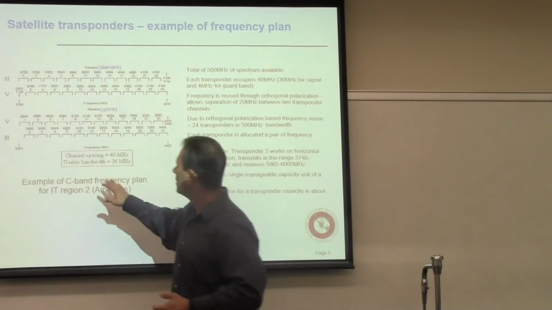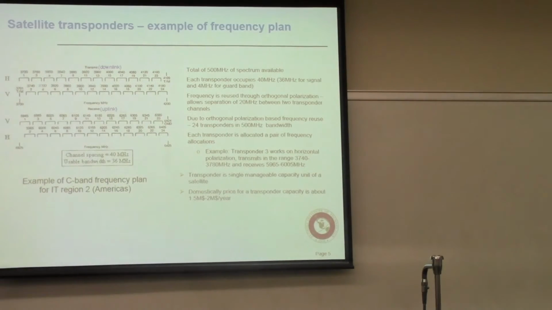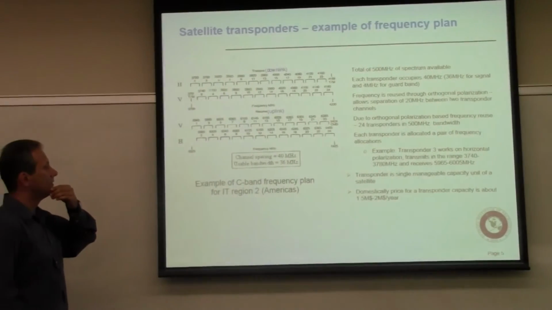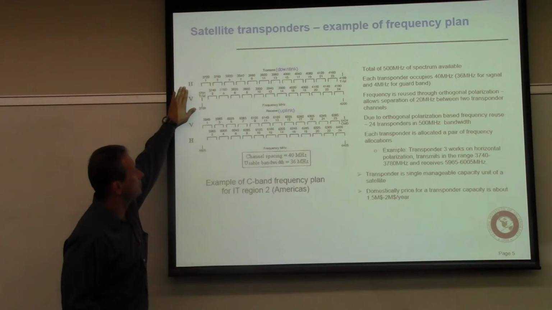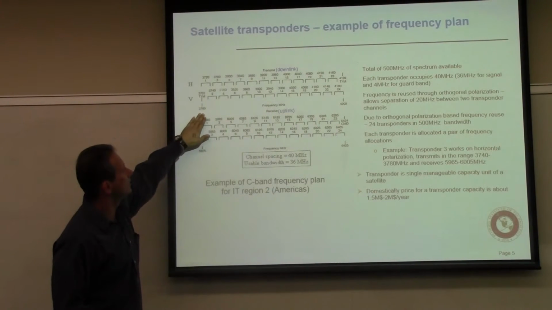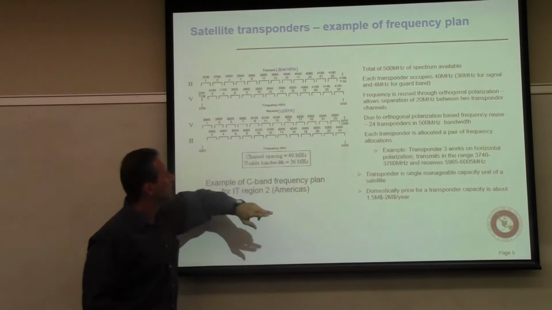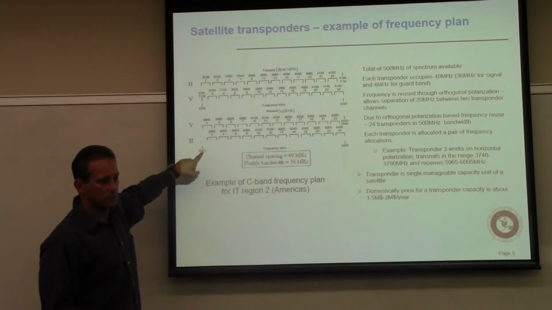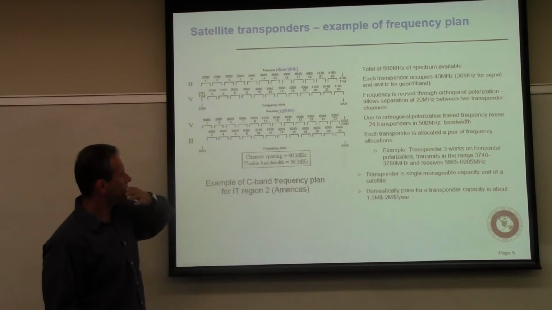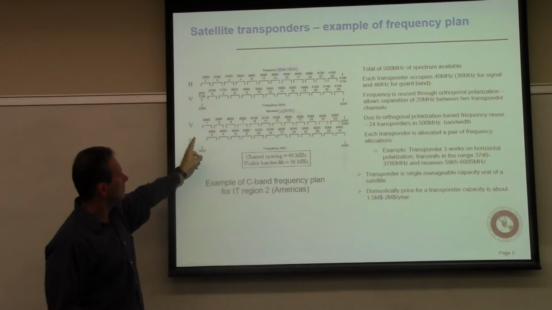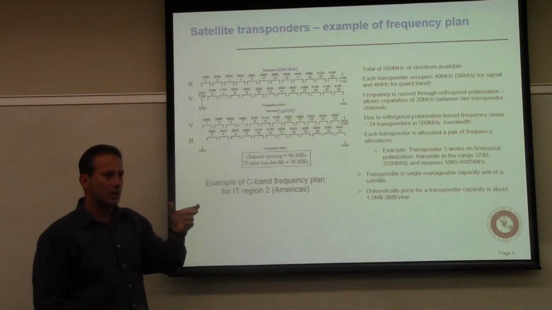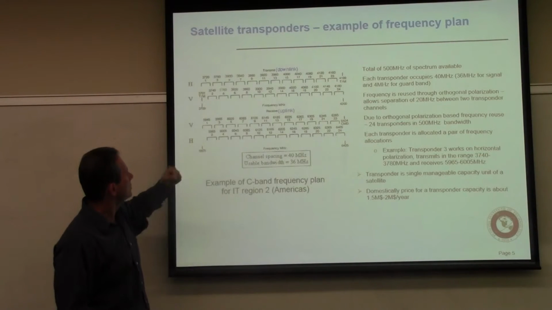So if you look here, what I have is an example of the 500 megahertz that we have in C-band. And this is obviously downlink because it's a lower frequency, 3700 to 4200. And this is an uplink, or I should say ground to satellite, which is in the 6 gigahertz range. And then what you do is you have channels that are 40 megahertz wide, but which are separated.